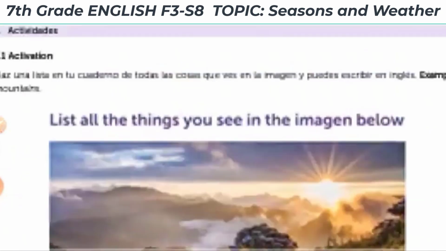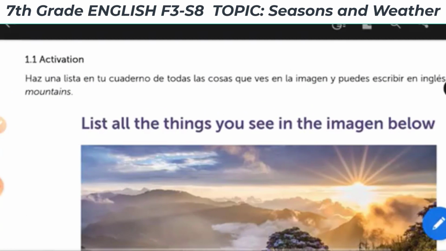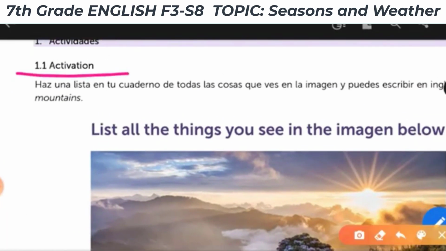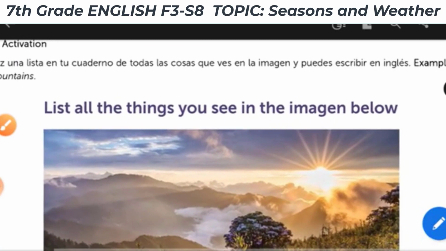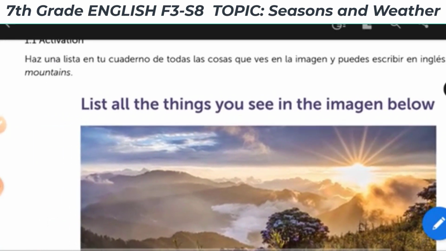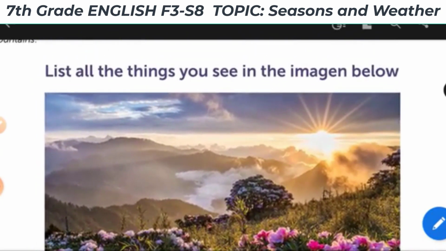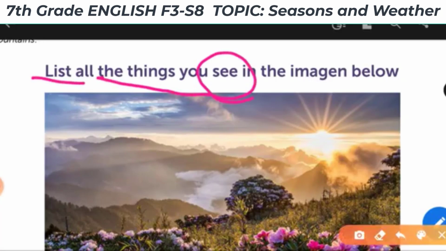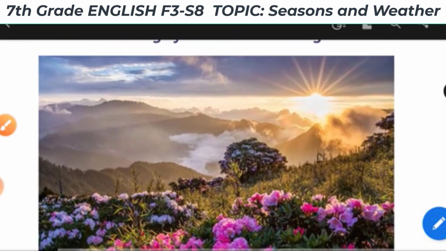Okay, now let's go back to the introduction part, activation. Empecemos with activation, yes? Haz una lista en tu cuaderno de todas las cosas que ves en la imagen y puedes escribir en inglés. Attention, things that you can write in English, okay? List, una lista of all the things that you can see in the image below. Remember, in English. Make a list, haz una lista.